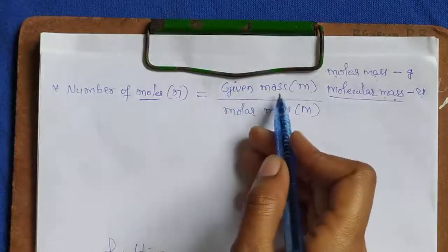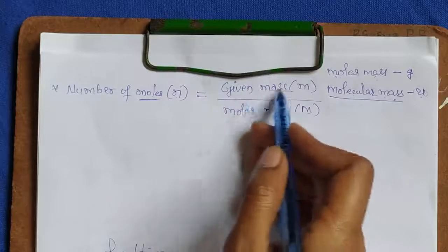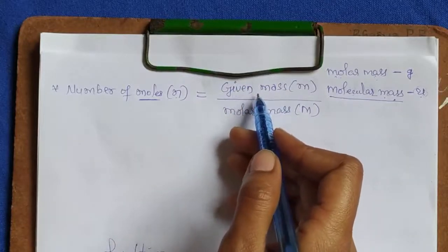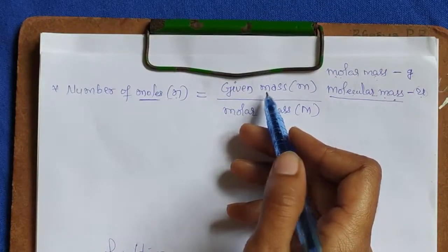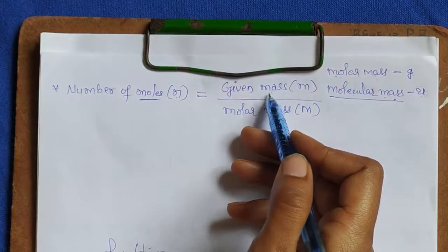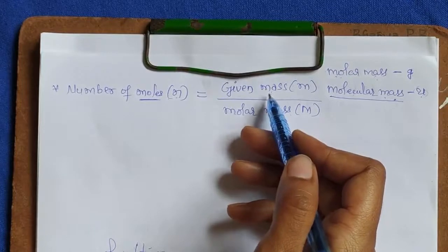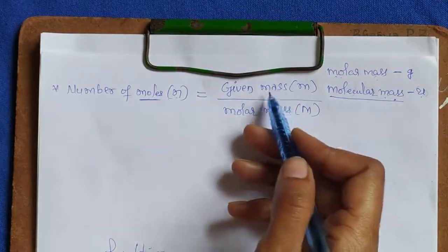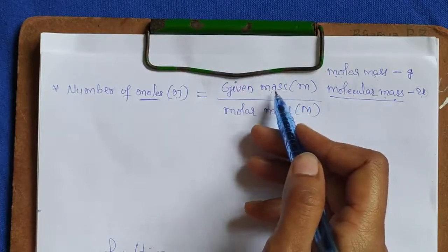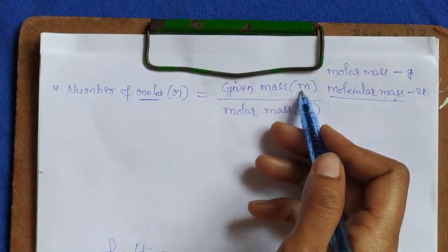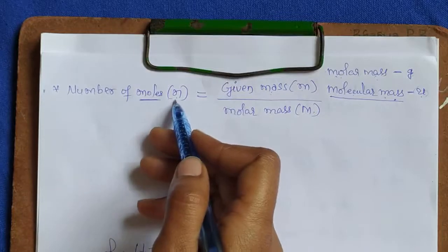So given mass is divided by molar mass. The given mass is the mass of that particular substance in question only. Like 5 grams of hydrogen, 6 grams of oxygen, or 5 grams of sodium chloride, 10 grams of ammonium chloride. Like this they will give the mass. Given mass is symbolized as small m, molar mass as capital M, and number of moles as small n.